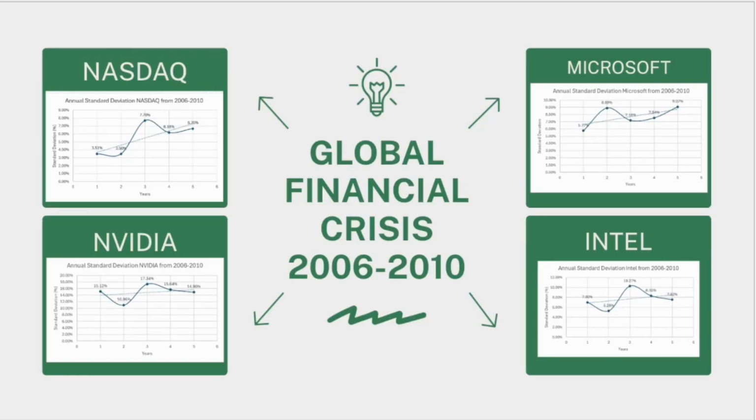Based on the calculations of annual standard deviations during the global financial crisis, we can see a spike in annual standard deviation percentages during 2008, most seen in Nasdaq, Nvidia, and Intel. It shows us that the crisis had a clear impact on market volatility, and it reflects the heightened uncertainty and risk during that time.